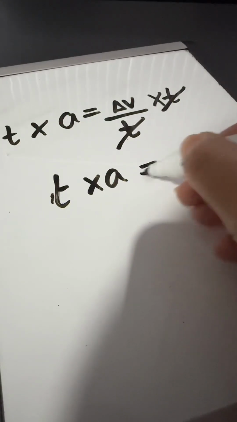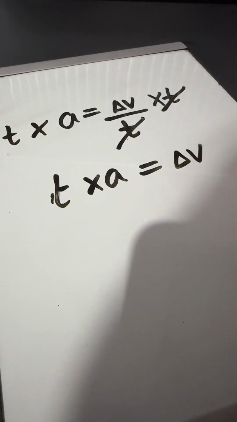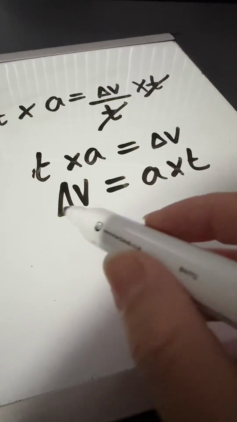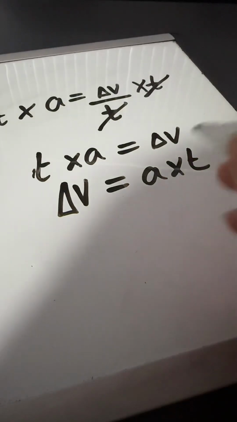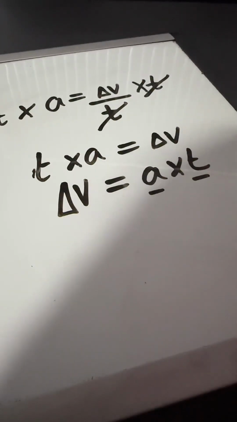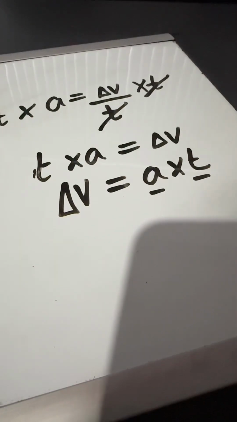I'm going to rewrite that again for you to understand it better. And here we are. Change in speed equals acceleration times by time. And that is just so easy. If you follow my method, I promise you will get those 3 to 4 marks.